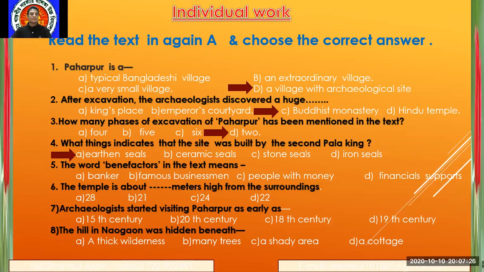Number 5. The word benefactors in the text means A. banker, B. famous businessman, C. people with money, D. financial supports. The answer is financial supports.